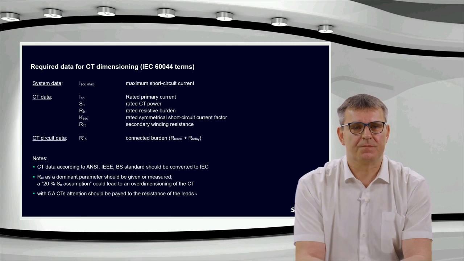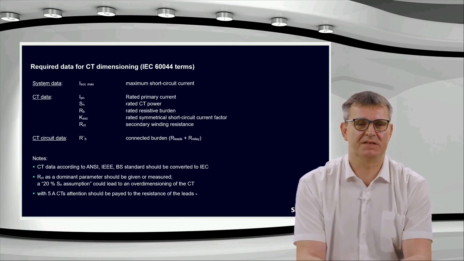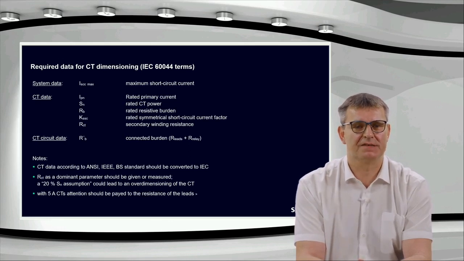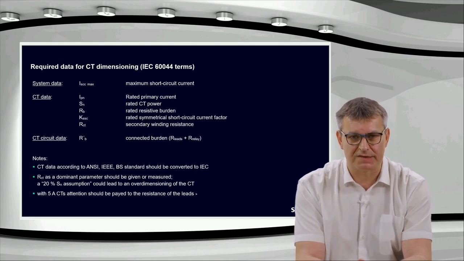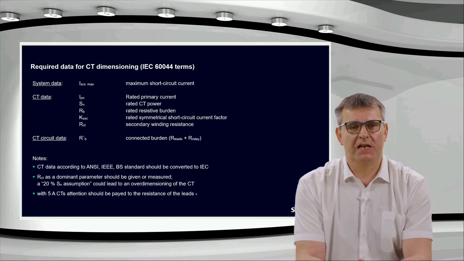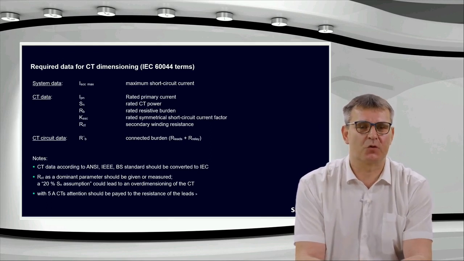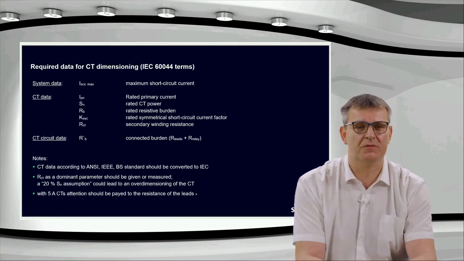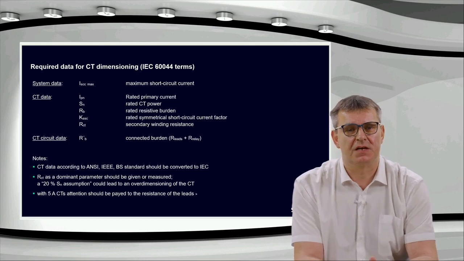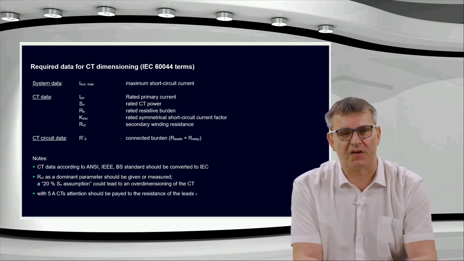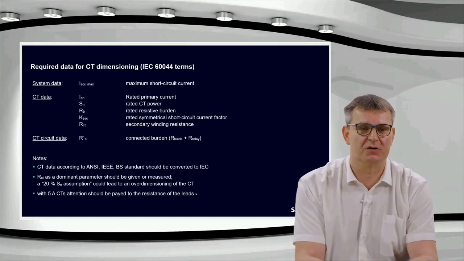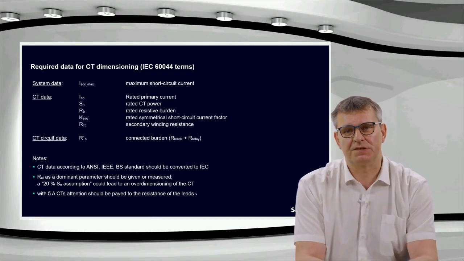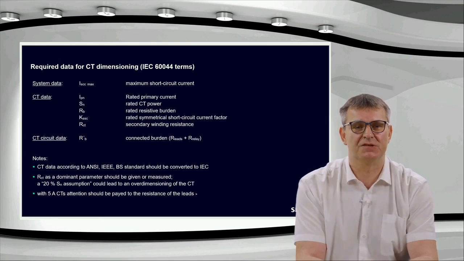Some notes. If you have CTs according to ANSI, IEEE, or the British standard, this data should be converted to IEC data. I quite often have problems with the RCT, the secondary winding resistance of the primary CT. Often I am asked about CT dimensioning, and I say, okay, I can make a rough calculation for you whether it's fine or not. And then often the secondary winding resistance of the CT is not known.